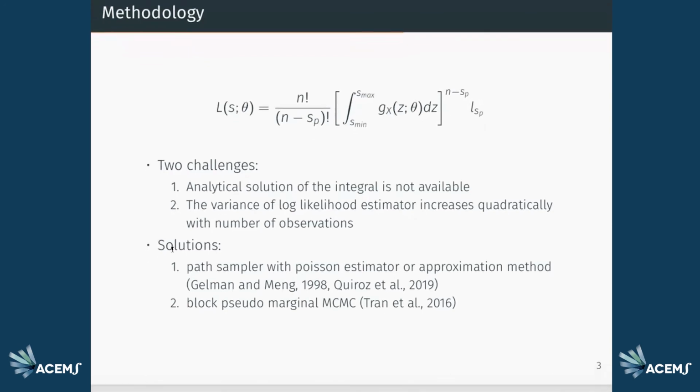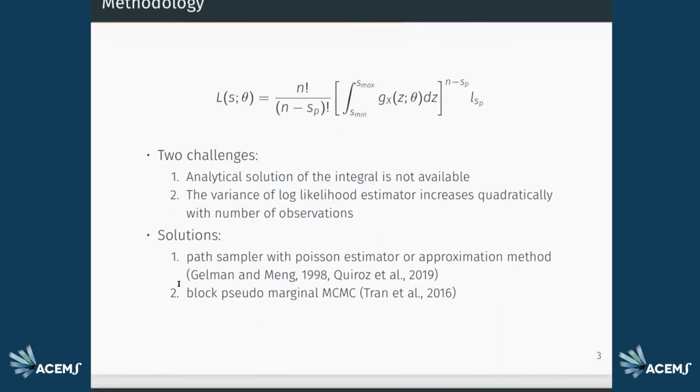So we propose two solutions here. The first is to use a Pólya-Gamma sampler with a Poisson estimate, or an approximation method, to get an unbiased estimate of the likelihood. The second is to control the variance of the log likelihood. We use the block pseudo-marginal MCMC to control the variance of the log likelihood estimate.